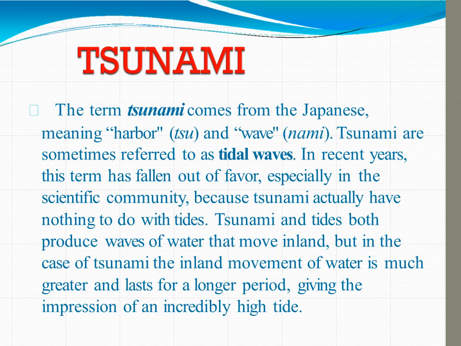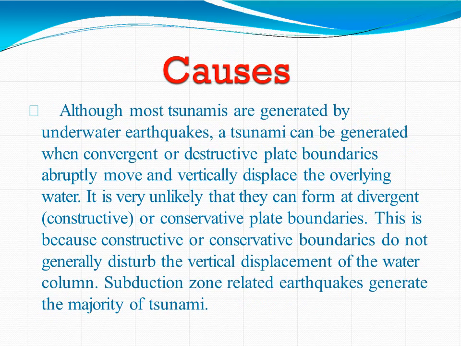towards the coast. So tsunamis and tides both produce waves of water that move inland, that means onto the land. But in the case of a tsunami, the inland movement of water is much greater with respect to tides. In tides, only a small proportion of the water level increases, whereas in a tsunami it is quick and the wave of the water is much higher. Then let's talk about how it is caused.